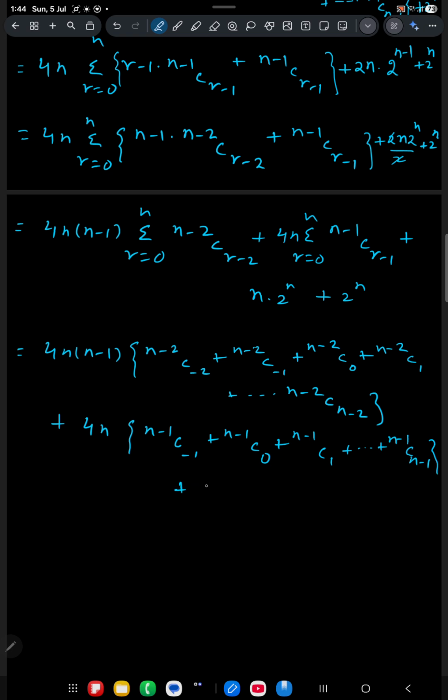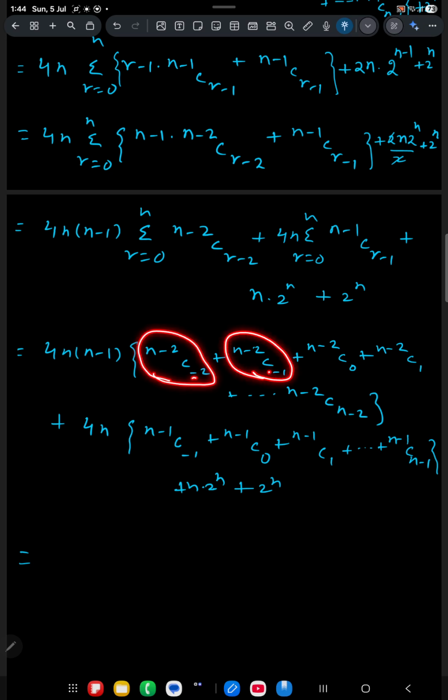This is your third term, 2 to the power n plus 2 to the power n. So again, this makes no sense because r is negative. Our formula begins from here: (n-2)C0 plus (n-2)C1 plus ... plus (n-2)C(n-2). So this will be 2 raised to the power n-2.